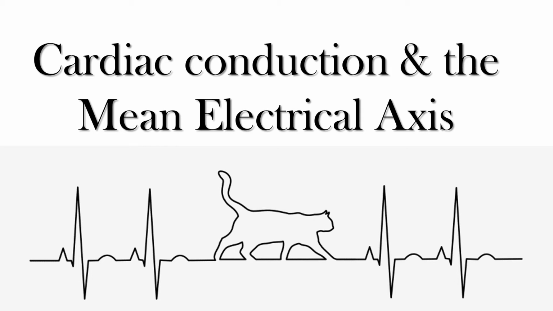Now that we understand how leads record the flow of electricity, let's review how electricity flows through the heart. As mentioned before, the flow of electricity can be thought of as the flow of depolarization. So understanding how the wave of depolarization flows through the heart is essential to understanding how it is recorded on an ECG.